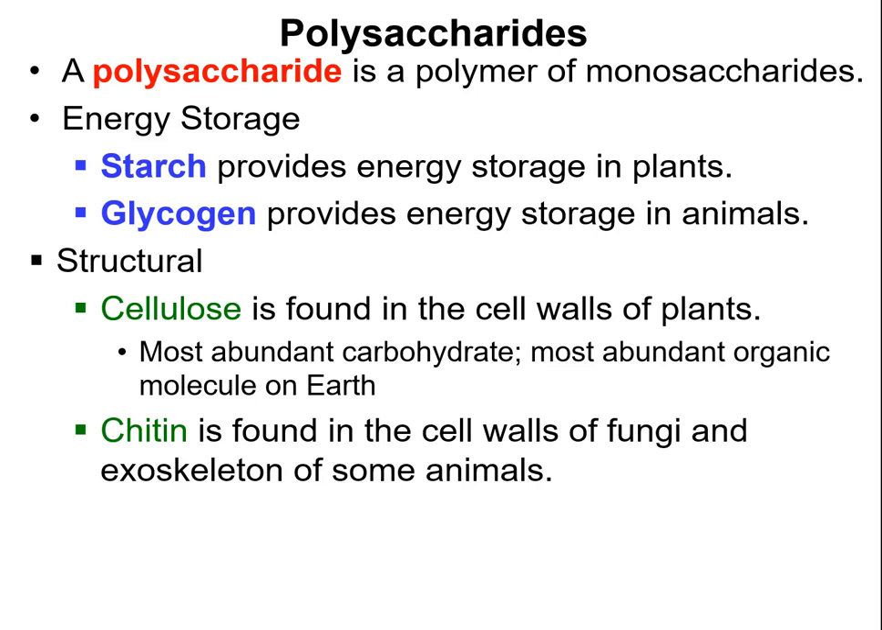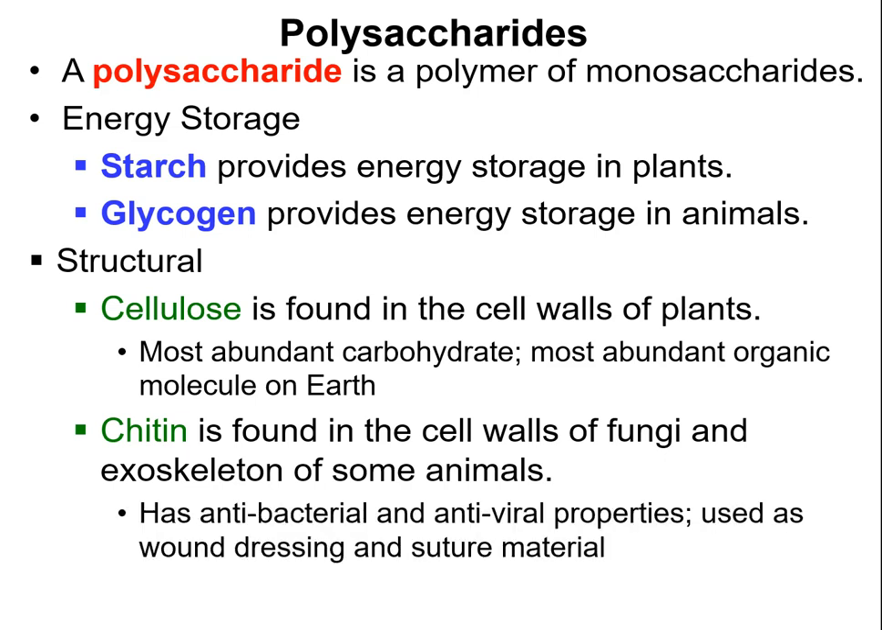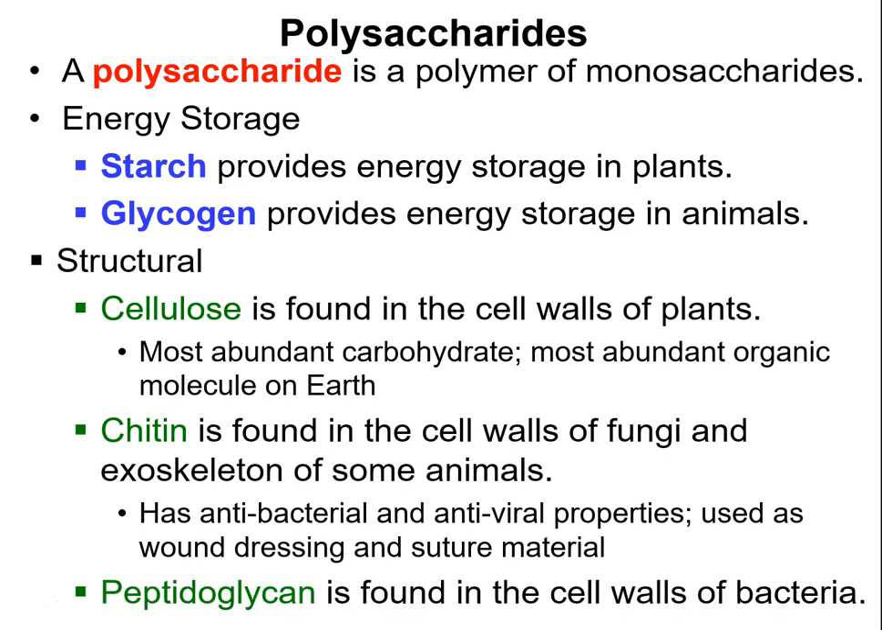Chitin is another type of structural carbohydrate, and it's found in the cell walls of fungi and also in the exoskeleton of animals. If you think about an insect exoskeleton, it's composed of chitin. Chitin has antibacterial and antiviral properties, and it's used in wound dressing and suture material because of those properties, but also because it's structural and a strong carbohydrate. Another one, peptidoglycan, another structural polysaccharide, is found in the cell walls of bacteria.